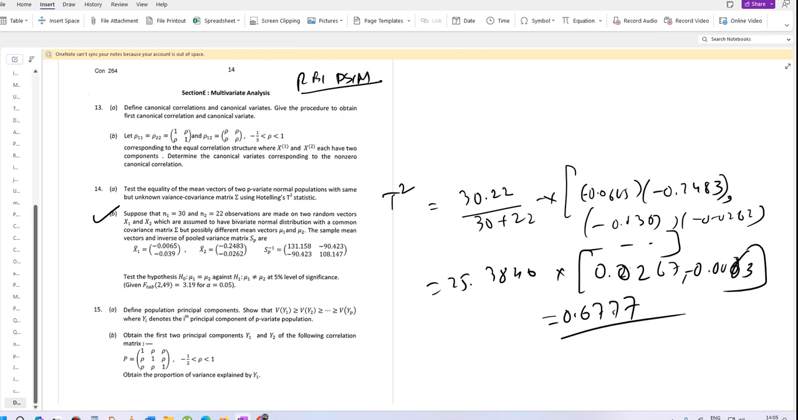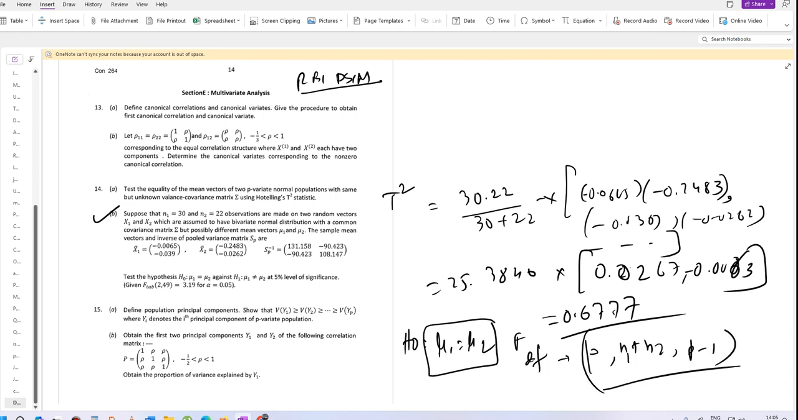Okay, so under the null hypothesis, H0: mu1 equal to mu2, the T-square statistic follows an F distribution with degrees of freedom equal to p and n1 plus n2 minus p minus 1, where p is the number of variables, here 2 in this case.